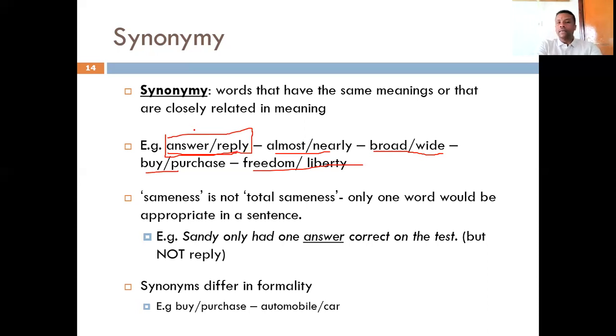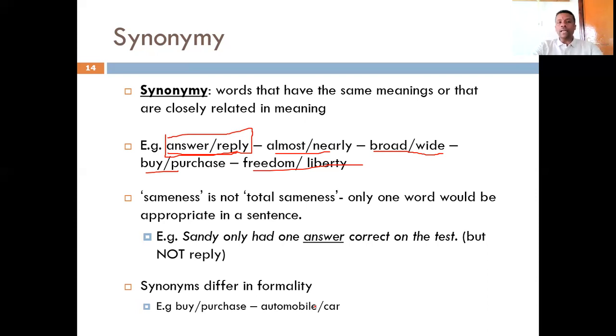For example, if it is an email, what do you say? Let me reply to the email, not let me answer the email. What if it is a phone call? You'll say let me answer the call. You don't say let me reply the call, even though the meaning is the same. This is one thing. Synonym means words that have similar or closely related meaning. Synonyms differ in formality. As we said before, buy and purchase, automobile and car, the formality is different, as I explained earlier.